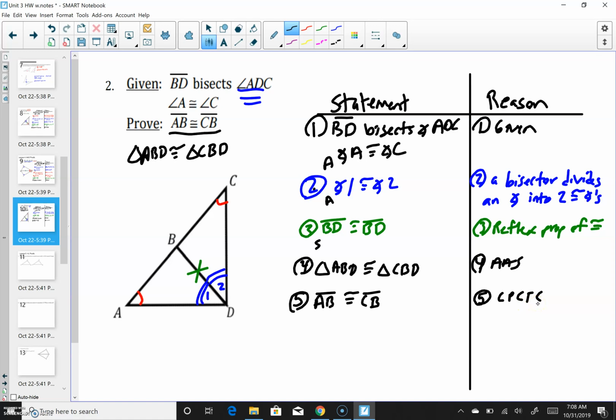So remember, once you prove that two triangles are congruent, all the matching pieces that have not been labeled yet are also going to be congruent. And that's how we'll finish this proof.